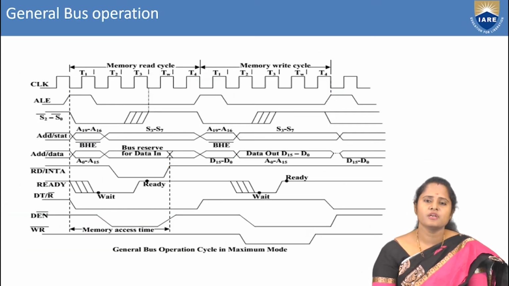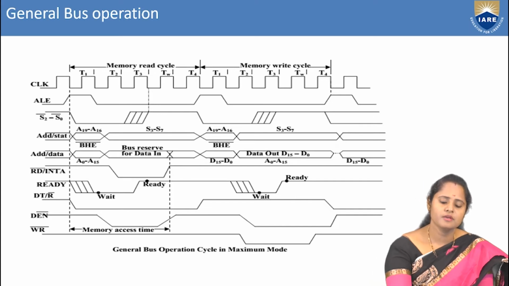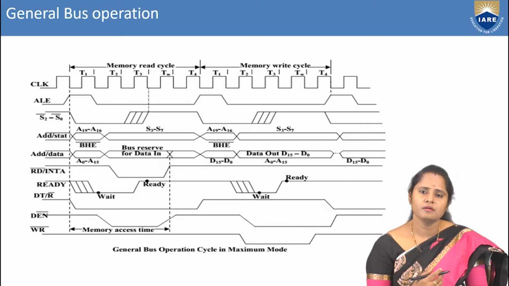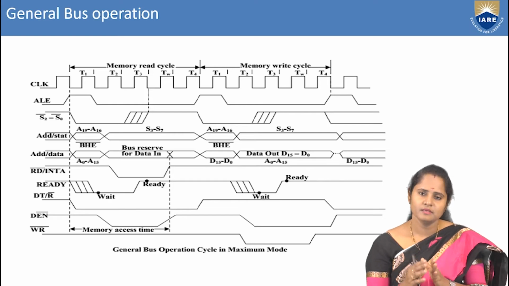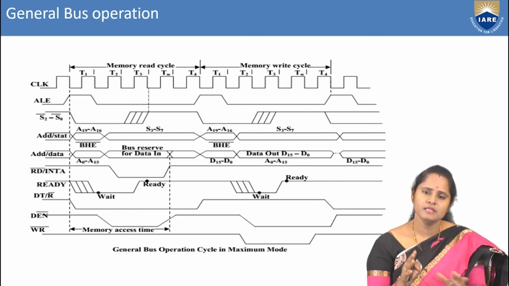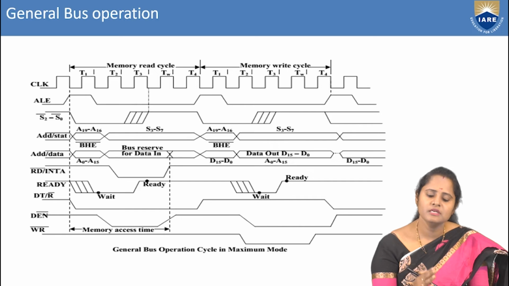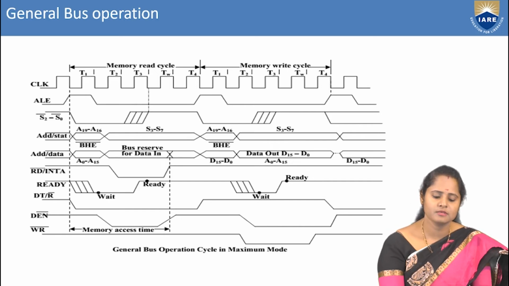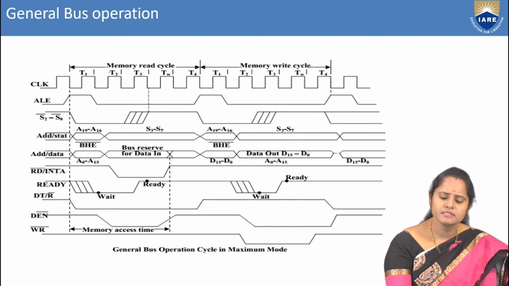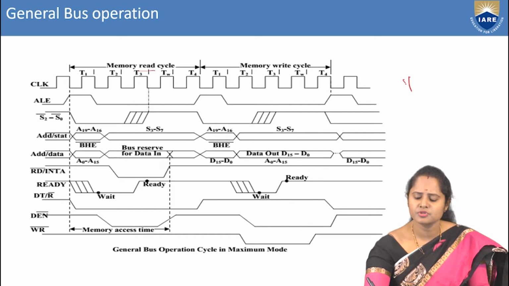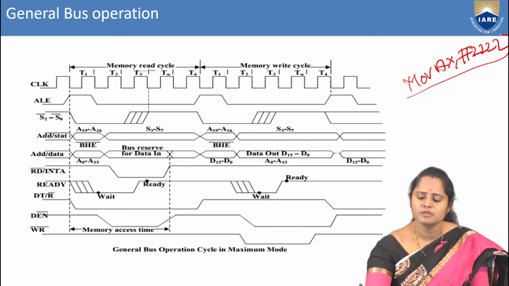See here, this is a general bus operation. In this general bus operation, how can the data be taken from the multiplexed address and data bus? In that bus, I need to send the data and receive the data, meaning memory needs to read the data and memory needs to write the data. How this read is performed, how this write is performed, let us see. So if I am giving an instruction, MOV AX, #2222, what is happening to this instruction?